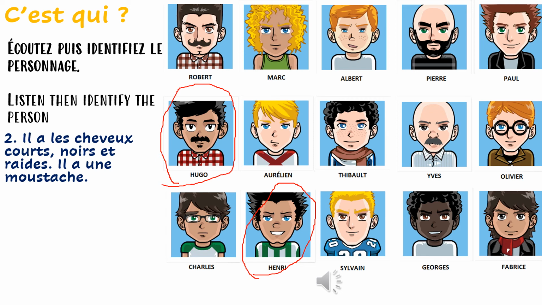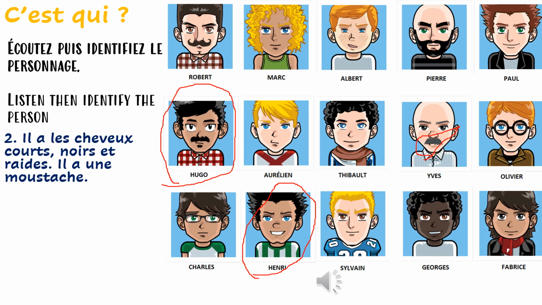Right, Robert has brown hair. George has black hair too, but his hair is more curly. Fabrice has brown hair. What else does it say? So these two guys have short black hair that's straight. But qui a une moustache? What is une moustache? That is a mustache. Une moustache. A mustache.